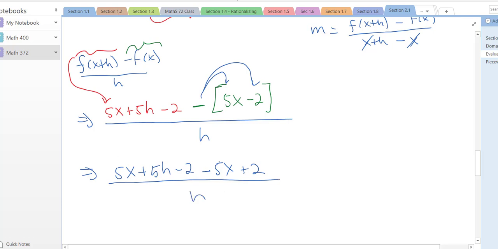So 5x and the negative 5x, those actually cancel. 5h, there's no other h. Negative 2 and a positive 2, those actually cancel. So I'm left with 5h over h, and now h divided by h is equal to 1. So I'm just left with 5.